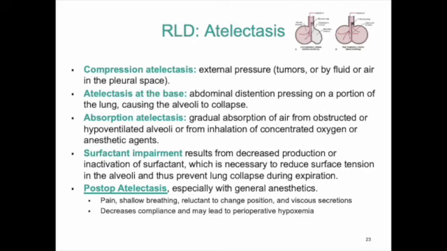Surfactant impairment is going to result from either decreased production or inactivation of surfactant. We need surfactant to reduce the surface tension, open up the surface area in the alveoli, and it prevents the lungs from collapsing when we expire air. We need a little bit just to keep it popped open at all times. We don't want to expire everything out.